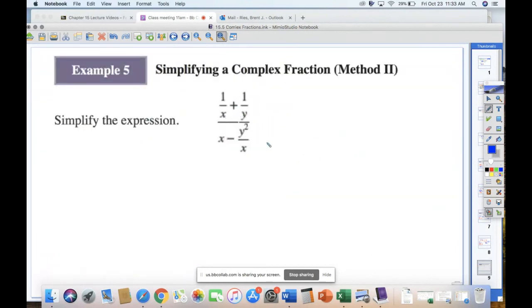1 over x plus 1 over y divided by x minus y squared over x. Now, if you look at my example, it does say method 2. I forgot to mention, in your book there are 2 methods. We're doing method 1. Method 2 has to do with multiplying everything by the common denominator to get rid of the fraction. And I just think it muddies up the water. I think if we can simplify complex fractions in one way, we don't need 2. Okay? There is a second that exists.